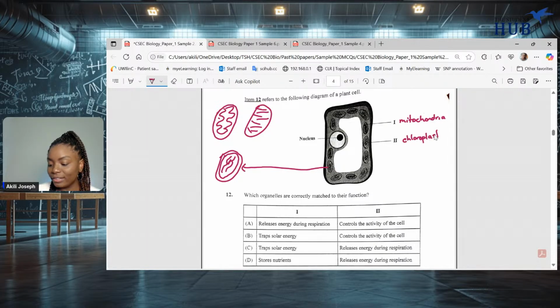So based on the characteristics of the organelles, none of the options actually fit, right? So the best answer here is C, right? That 1 traps solar energy and 2 releases energy during respiration. But I think that there's an error in the question because it should be reversed, right? So that should actually be the function for 2, and this should actually be the function for 1. But A, B, and D are entirely more wrong than C. So C is the best answer in this situation. But I think that there was an error in the question in its entirety.